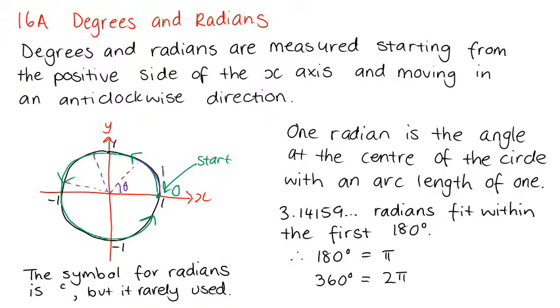So just like you've got a symbol for degrees, that little circle, you've got a symbol for radians. It's a little C up above, but you very rarely see it. Just don't freak out if you see a little C. It just means radians.